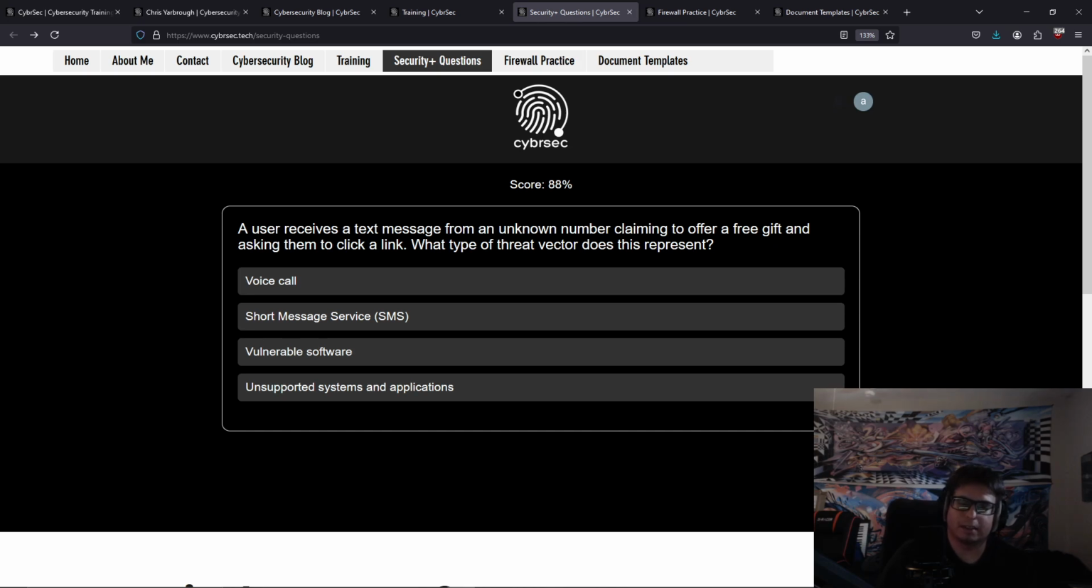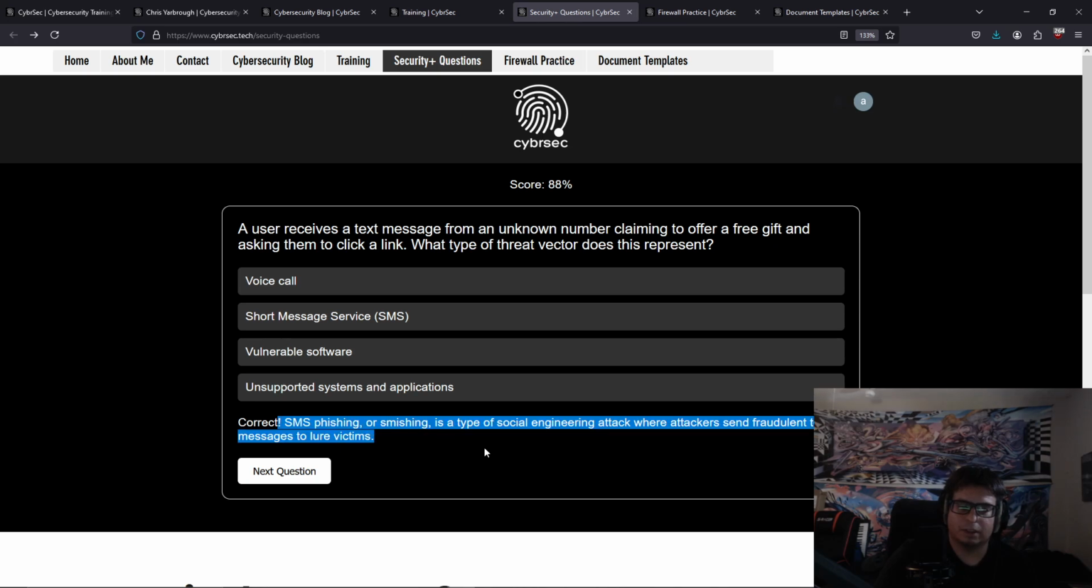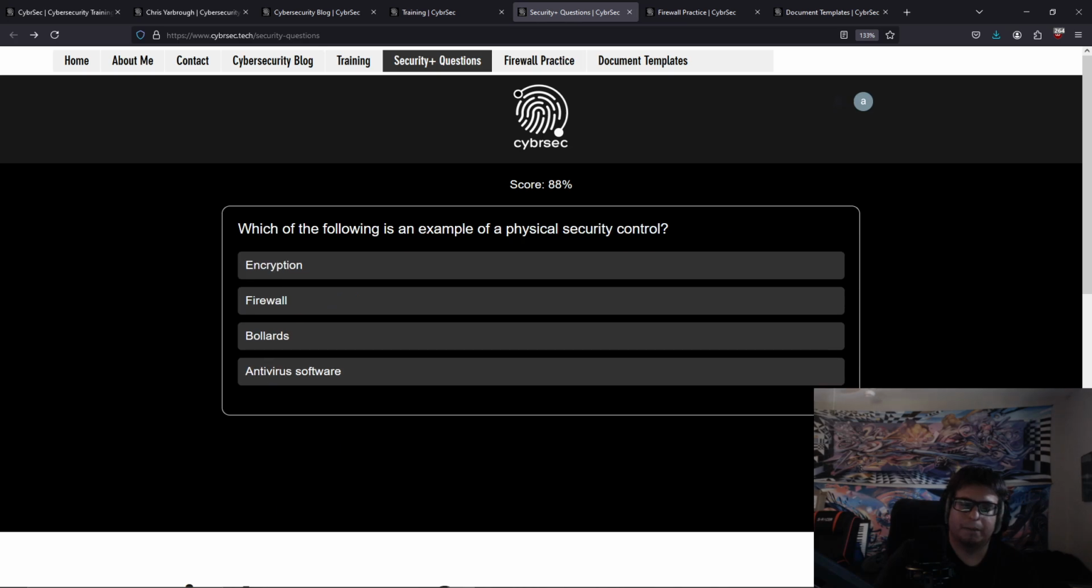A user receives a text message from an unknown number claiming to offer a free gift and asking them to click a link. So since it is a text message, it's going to be SMS. Correct. SMS phishing or smishing, where they send you a text.